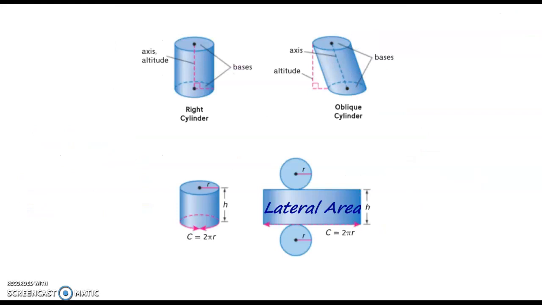Now we have some examples of cylinders. At the top, you can see the right cylinder, and you can see the oblique cylinder. At the bottom, we're just looking at the lateral surface area. You'll notice, again, this time the perimeter of the base is the circumference. It's a little bit different formula. And the lateral surface area is the rectangle in between those 2 bases. Notice one length of the side of that rectangle is the circumference, and the other side is the height.